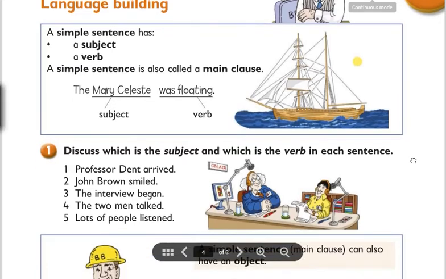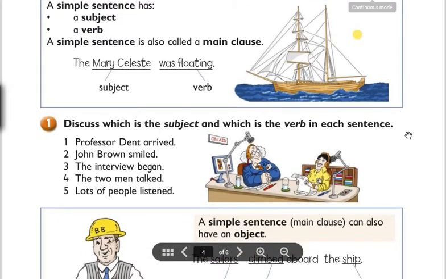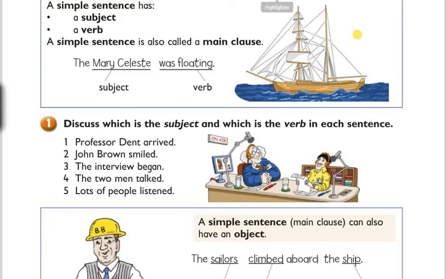So let's discuss which is the subject and which is the verb in each sentence. The Professor Dent arrived. So Professor Dent, subject, arrived, verb. John Brown smiled. So John Brown is the subject and smiled is the verb. The interview began. So the interview is the subject and began is the verb.